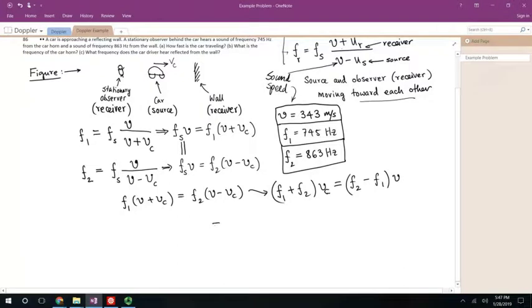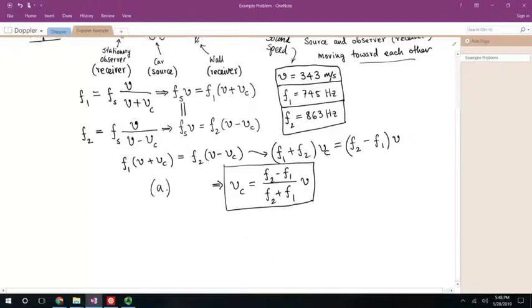Okay, so then this tells us that Vc must be equal to (F2 minus F1) divided by (F2 plus F1), times V. Okay, so this is our answer for the speed of the car. So the speed of the car is equal to the difference between the two frequencies divided by the sum of the two frequencies, multiplied by V. Okay, so at this stage, I don't want to work out the numbers. We can do that later. As you can see, on the right-hand side of this equation, everything is known. We know F2, we know F1, we know V. So we can actually work out what Vc is. We'll do that at a later stage. So this is the answer to part A.